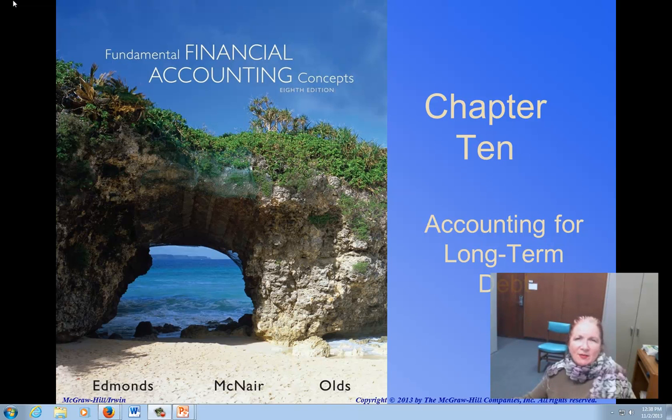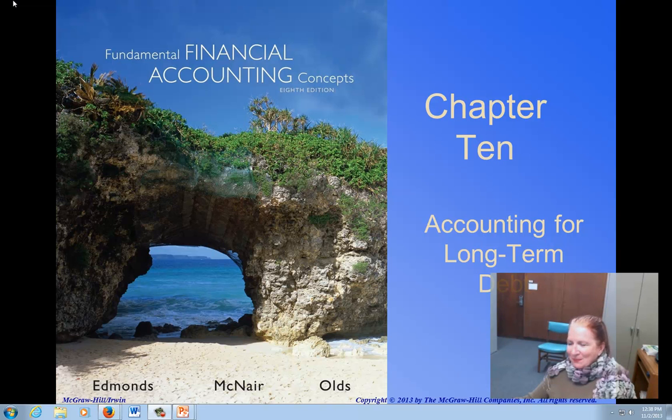You just cut everything in half, make the same journal entry. You just do it half as much. Now, so that's straight line depreciation, straight line amortization of a discount.